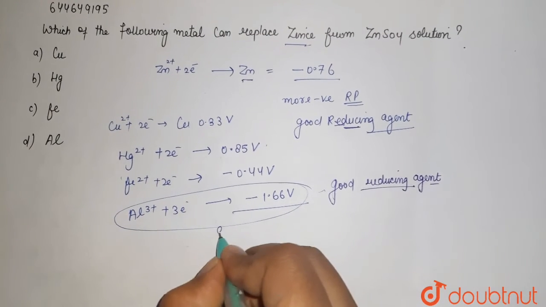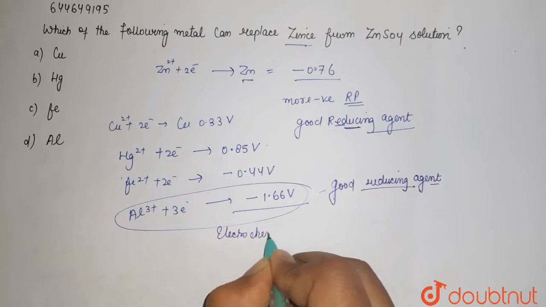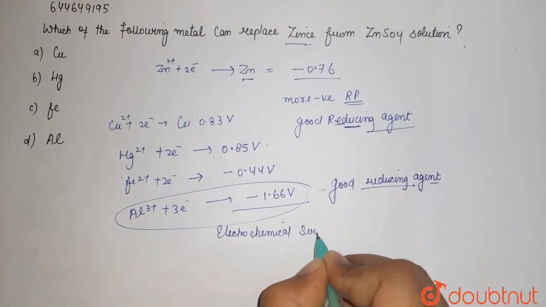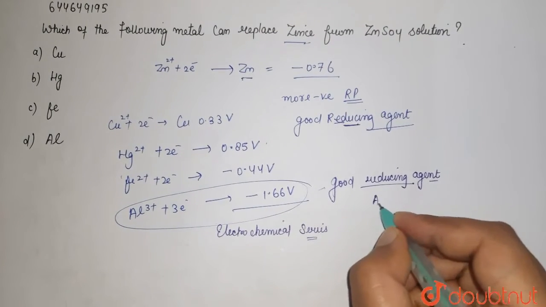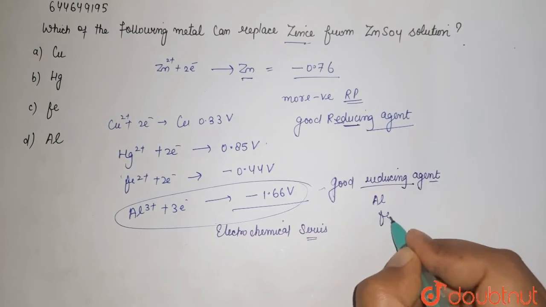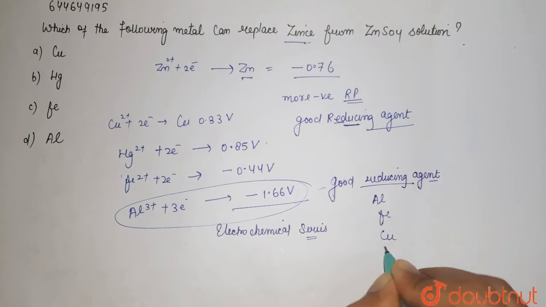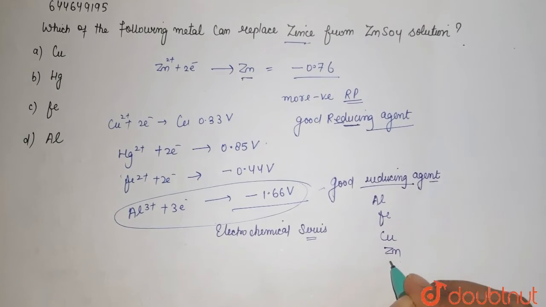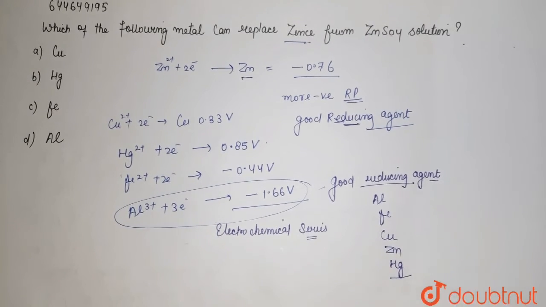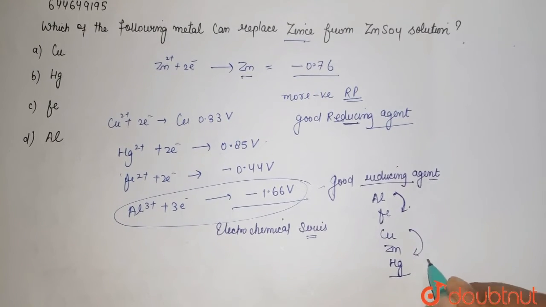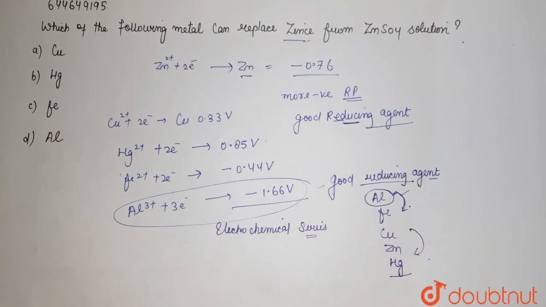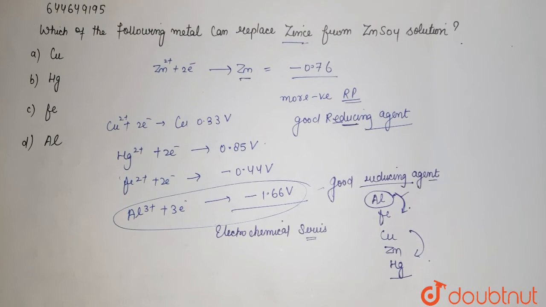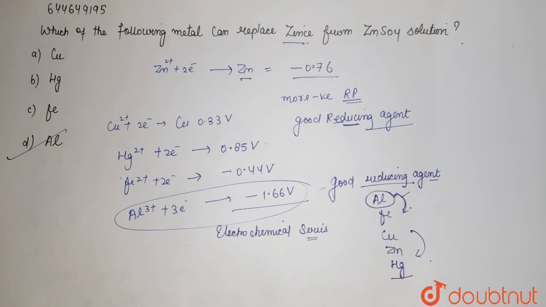So also you can see from your electrochemical series that the position of the upper one is aluminium, and then we have Fe, and then we have copper, and then we have zinc, then we have Hg over here. Now if you see it over here, the upper elements are able to displace the lower ones. So aluminium is at the top, it means it has the tendency to displace the rest of the elements which are placed lower in the electrochemical series. From here we get to know that zinc is replaced by aluminium. So D option will be your right answer.